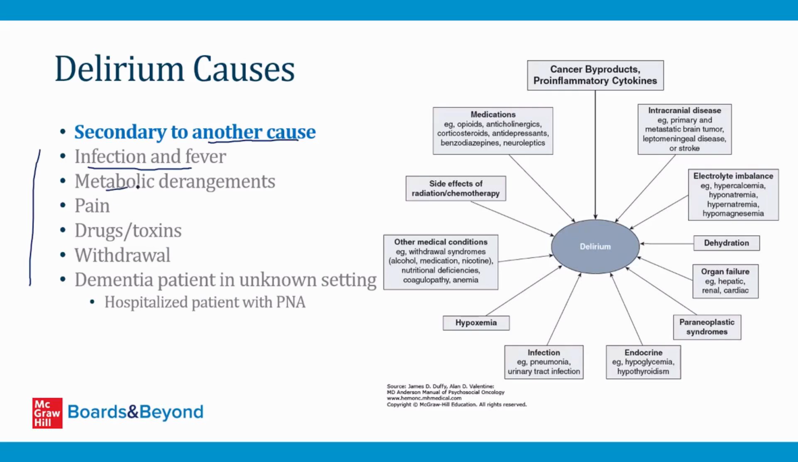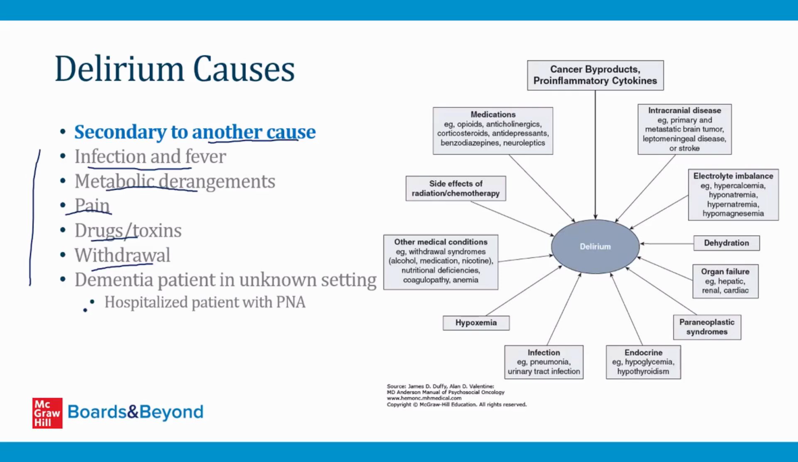You can also see it from metabolic derangements, things like hypoglycemia or hyponatremia. Pain can cause this in post-surgical patients. There are also drugs and toxins that can cause delirium. We'll talk about these in a second. And patients withdrawing from substances like opioids or alcohol can also develop delirium.